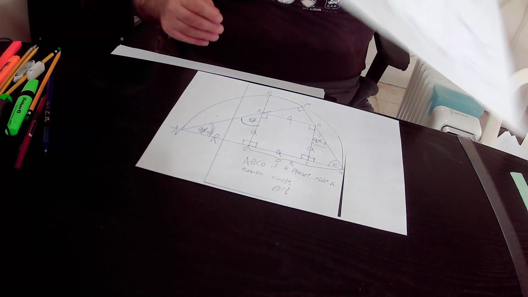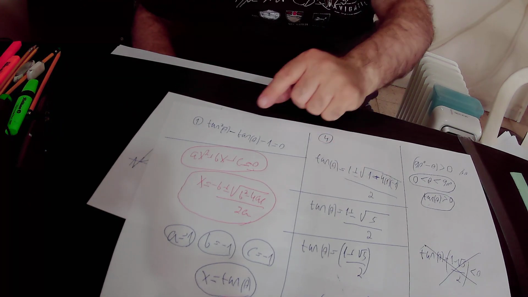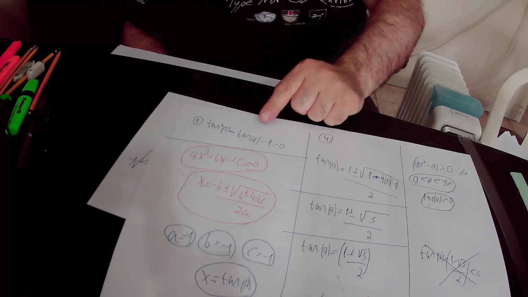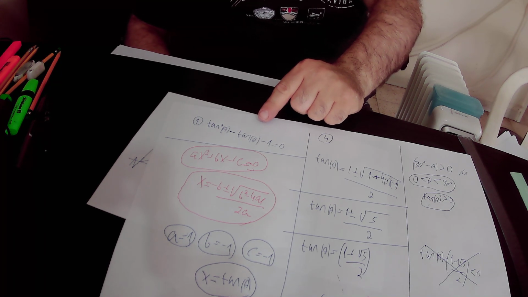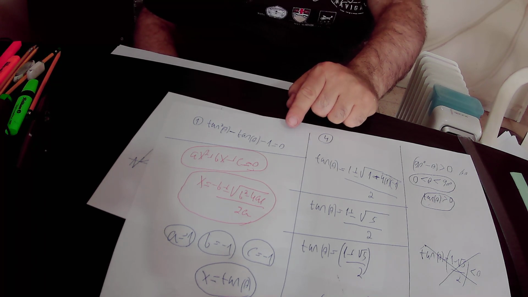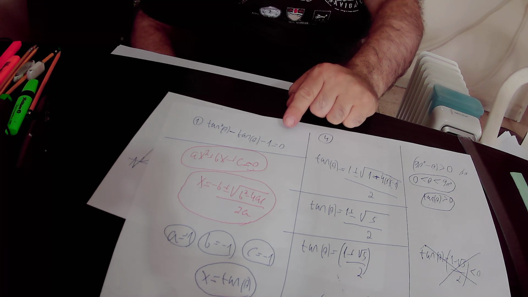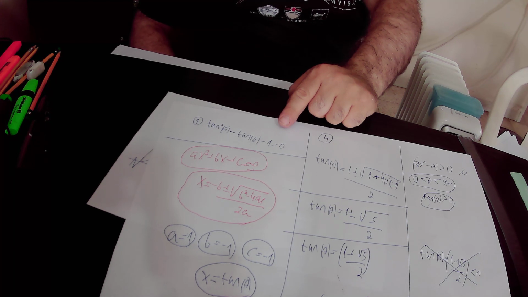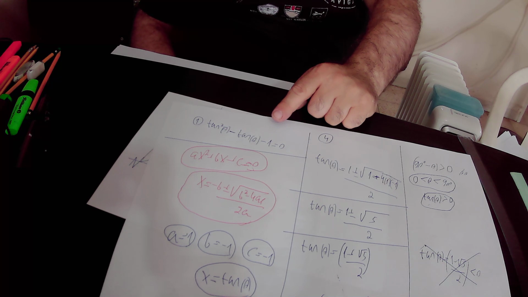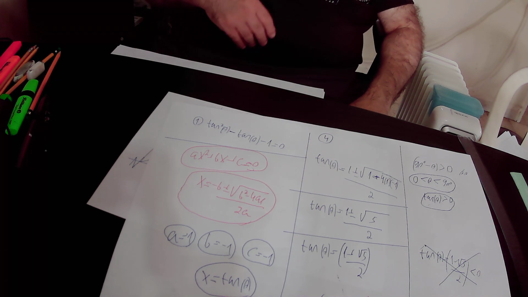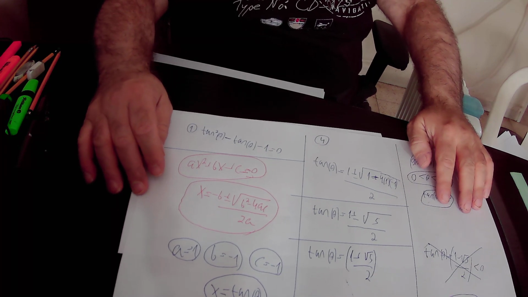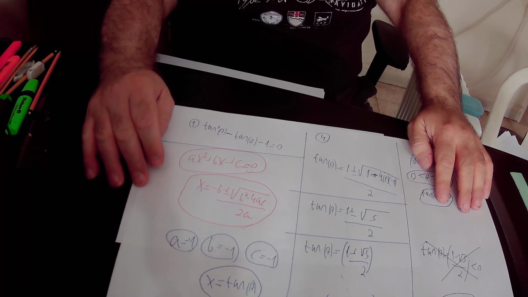tangent theta times tangent theta is tangent square theta, minus tangent theta times minus 1 is minus tangent theta, and it equals 1. We subtracted 1 from equation number 1 and we got that tangent square theta minus tangent theta minus 1 equals 0. So we got here a quadratic equation, and the general formula for a quadratic equation is ax squared plus bx plus c is equal to 0.